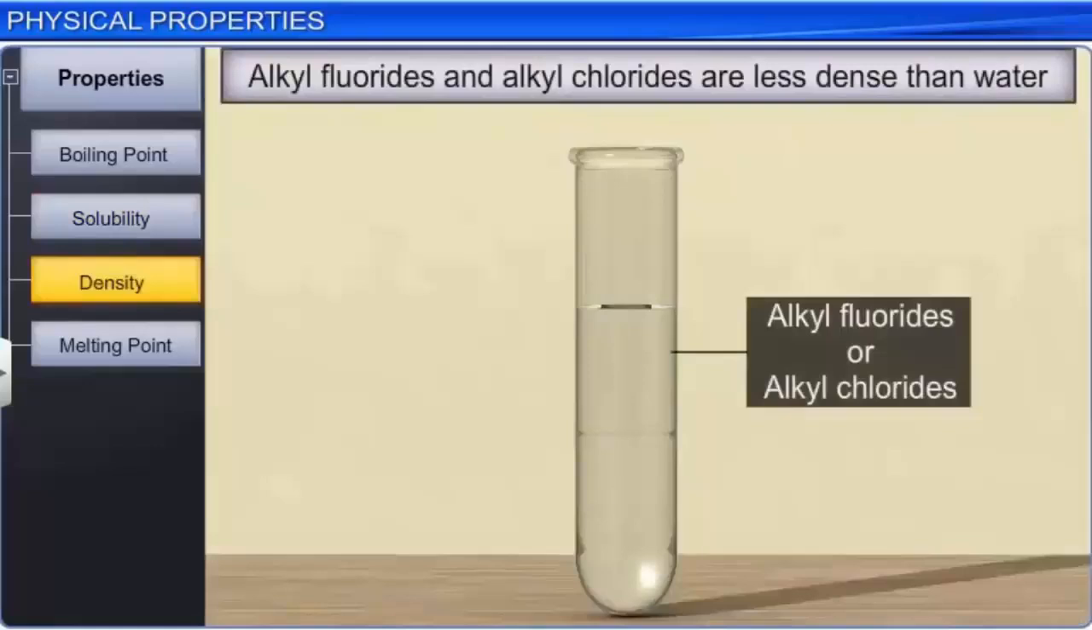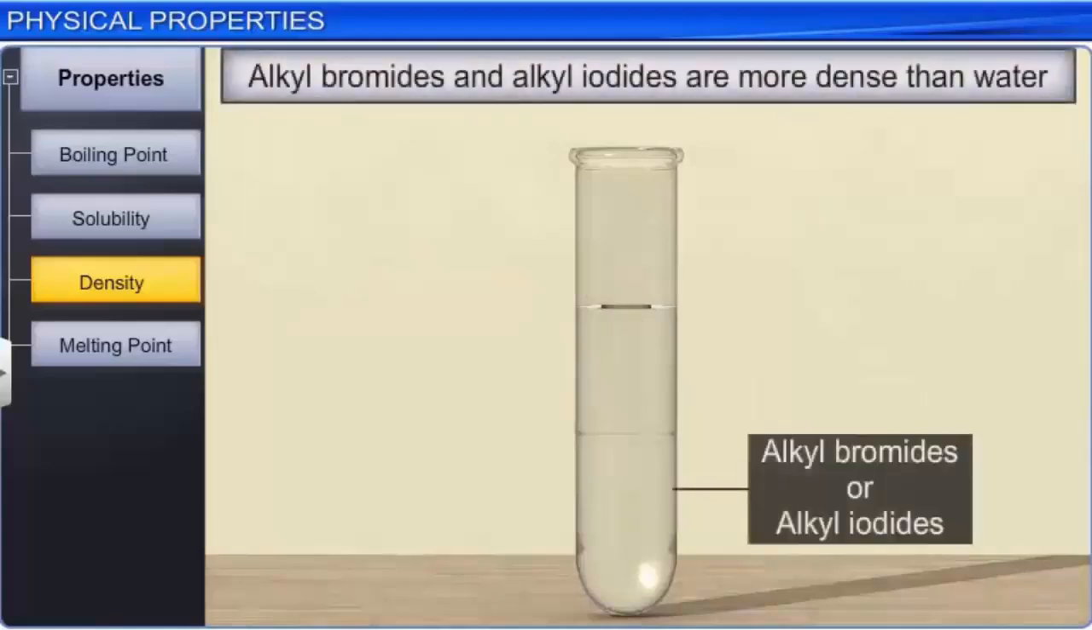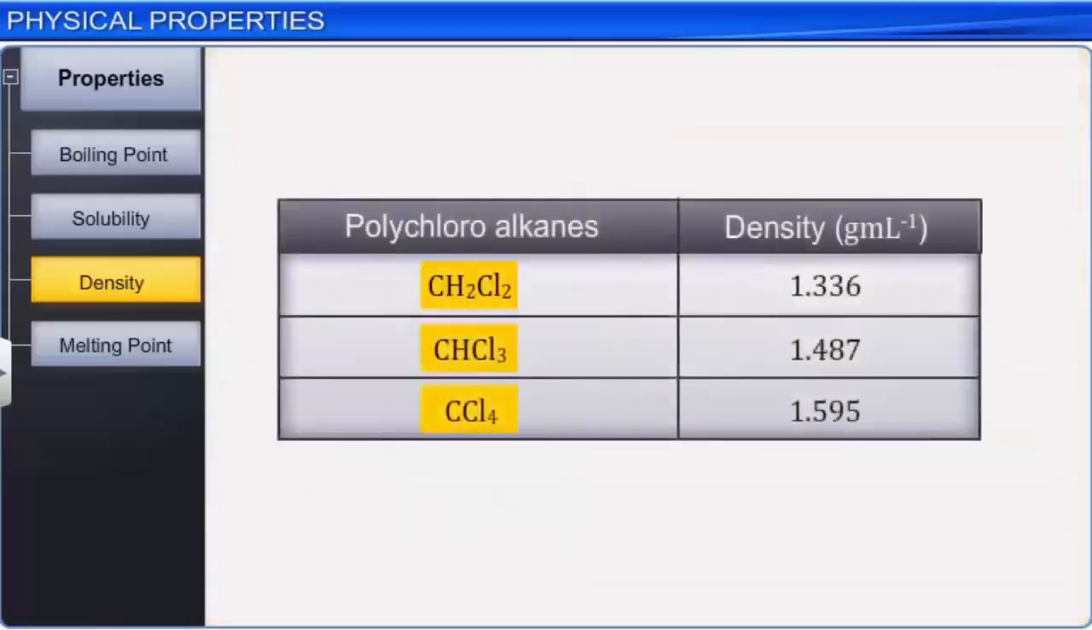Alkyl fluorides and alkyl chlorides are less dense than water. In a mixture with water, alkyl fluorides and alkyl chlorides would be the upper layer. Alkyl bromides and alkyl iodides are denser than water. In mixtures with water, alkyl bromides and alkyl iodides would separate into the lower layer. Increasing the number of halogen atoms increases the density of the compounds.